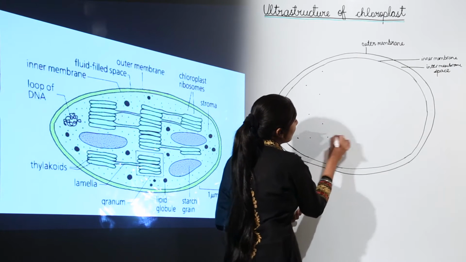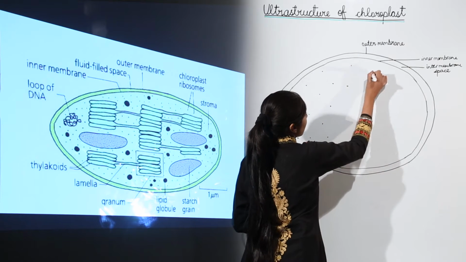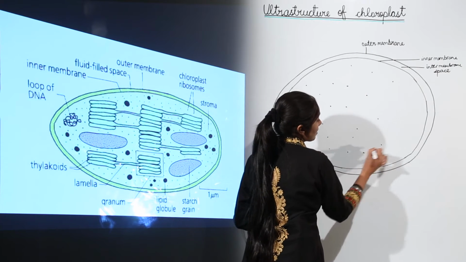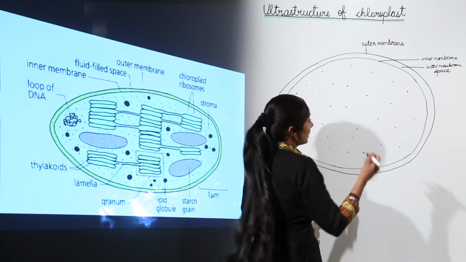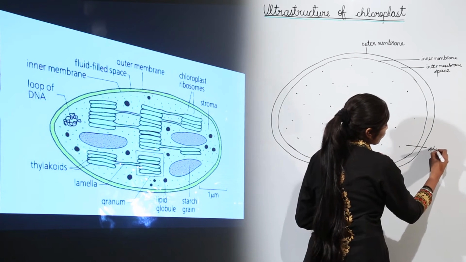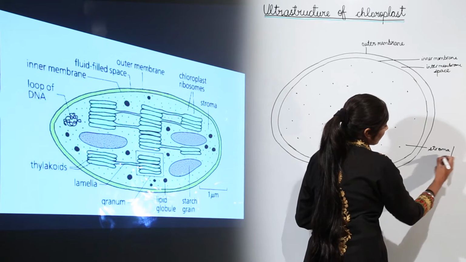Now we'll be labeling the stroma or the matrix. It is actually aqueous filled, formed of what? Protein colloidal complex. So this is how we'll be labeling the stroma or the matrix.